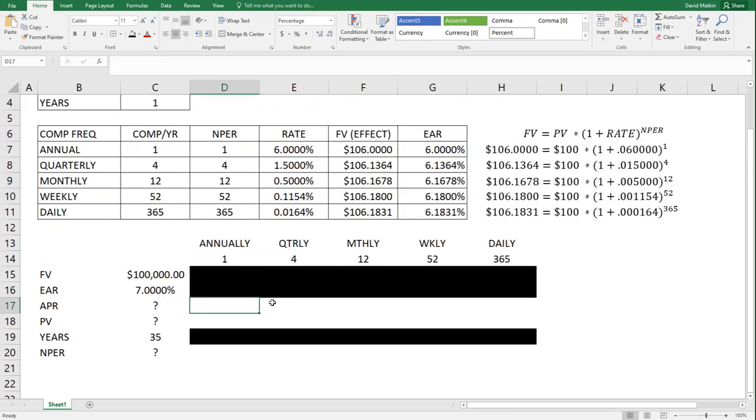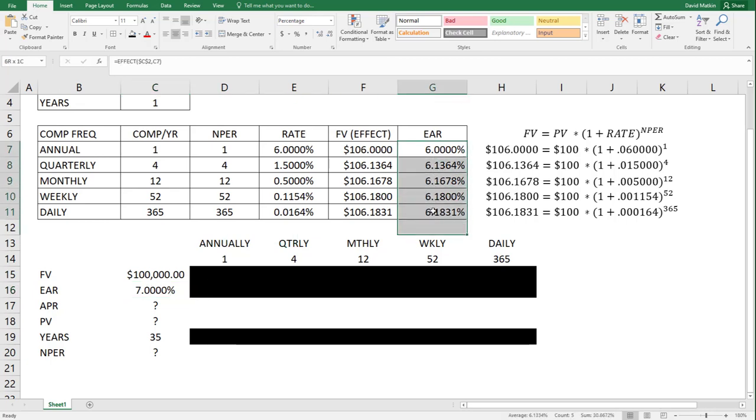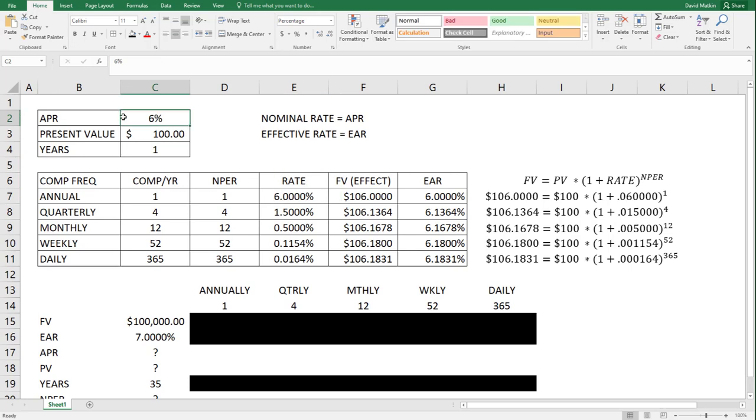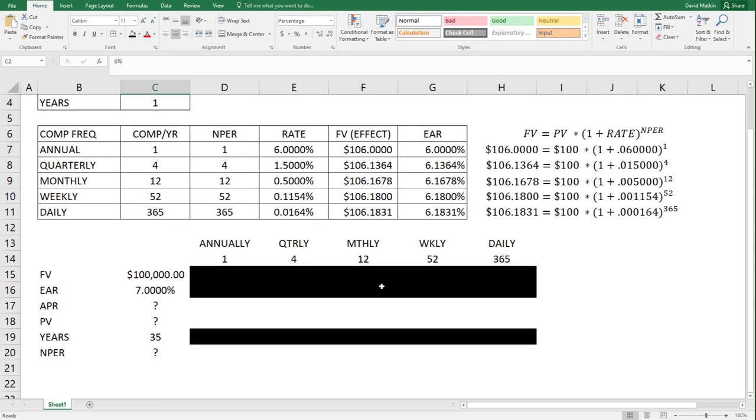In this case, if we hold the EAR constant, that would be holding this information right here constant, but allowing this percentage to change in the nominal rate that we feed into Excel or feed into the formulas, then the rate is just going to decline. The APR is going to get smaller. The APR that is equivalent to this 7% will get smaller as we compound more frequently.